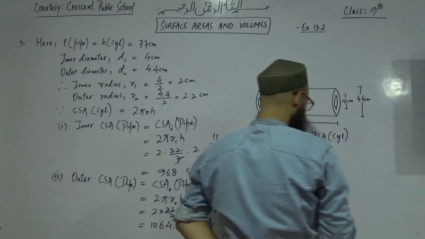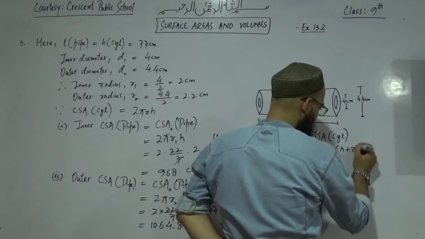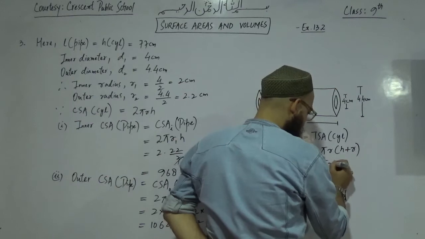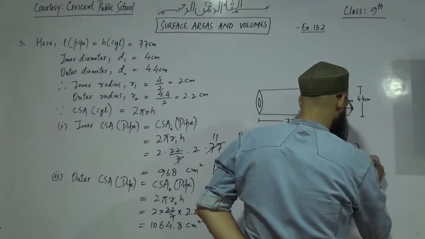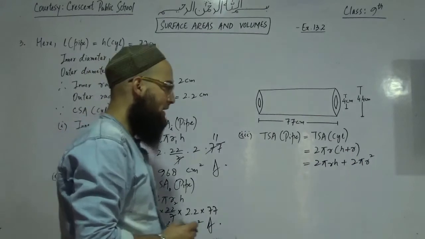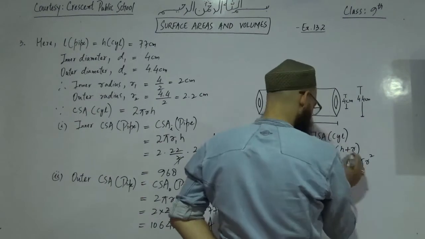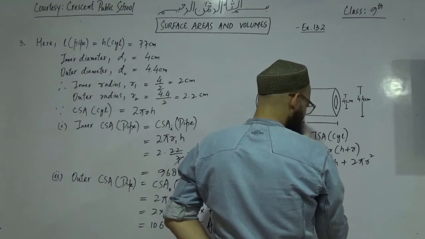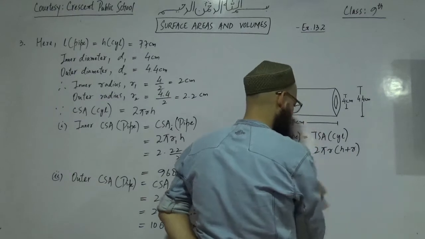Or we have one more way. See, twice pi r times h plus r. But the problem is with radius. It can also be written as 2 pi r h plus 2 pi r square. Twice pi r h plus twice pi r square. Now for that, you can go. Radius is actually, or do one thing, don't go like this.